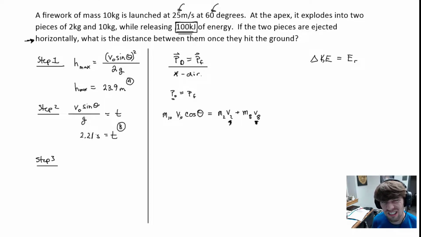Ugh. It's going to get kind of ugly kind of fast, isn't it? Such is life. So we have, if we think about it, 1/2 mass of the 2 kilogram v final of the 2 plus 1/2 mass of the 8 times v of the 8 squared minus 1/2 the mass of the 10 times its initial squared. And this will be equal to the energy released.